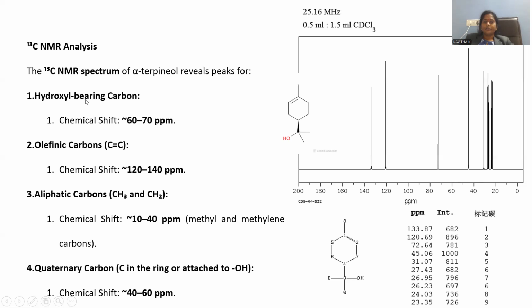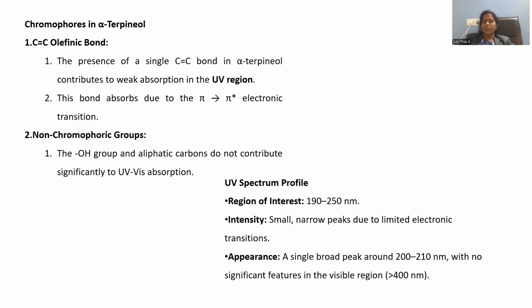The entire C13 analysis was carried out at 25 megahertz frequency, and CDCl3, which is deuterated chloroform, was taken as the solvent medium, and the entire graph was plotted on the delta scale by measuring the ppm values, corresponding to the nature of the carbon atoms present in the molecule.